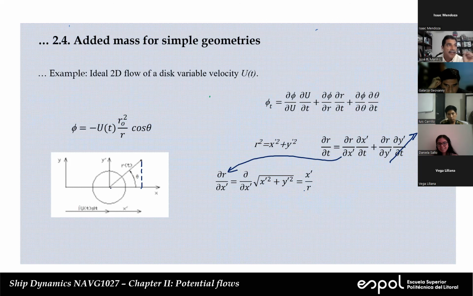People, you are responsible for recalling how to differentiate. Derivatives are something basic in engineering.